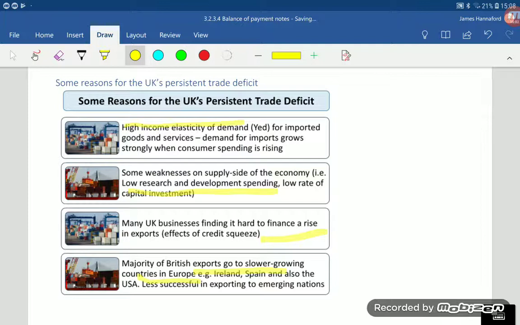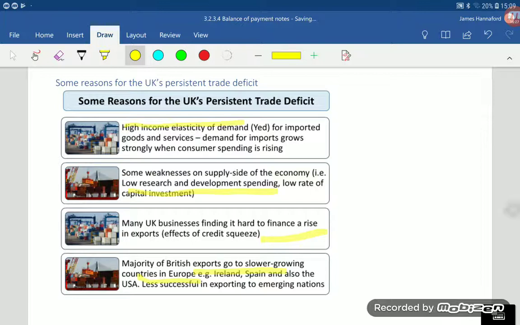The second reason is there might be problems with our supply side. It's suggested we spend too little on research and development, and we don't invest enough in capital stock. So therefore, AS is not shifting as far to the right as it should be, and our price levels are not as low as they should be, meaning our goods are not competitive on world markets.